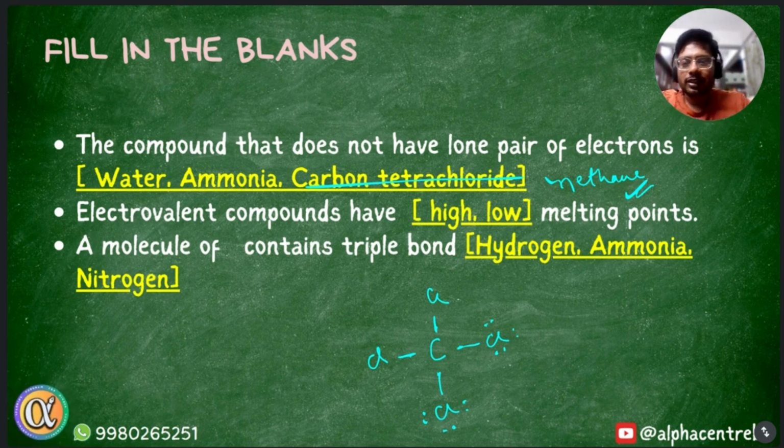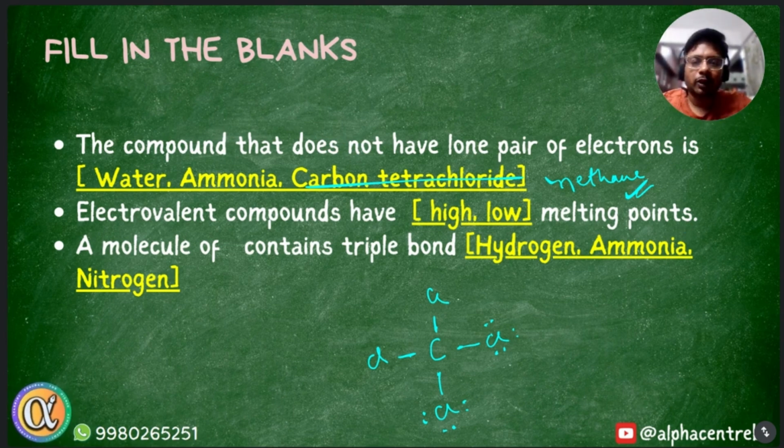Yes, water and ammonia are 100% wrong, because in water oxygen has two lone pairs, and ammonia has one lone pair, and that's how they form the coordinate bond. Or another way of correcting this question could have been: the compound which does not have a lone pair on the central atom. Then carbon tetrachloride is correct.